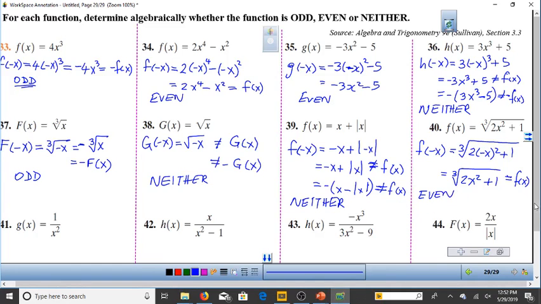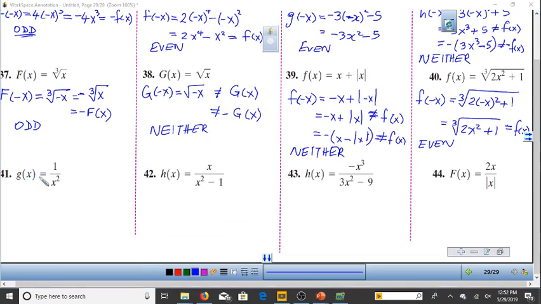With this one, if you take the reciprocal of a positive number, it's still positive. And if you take the reciprocal of a negative number, it's still negative. This is an even function, and I took the reciprocal of that function, so I should still have an even function. Let's see if we're correct. I replaced x with negative x, and so I get 1 over the square of negative x, which is 1 over x squared, which is my original function. So this is an even function.